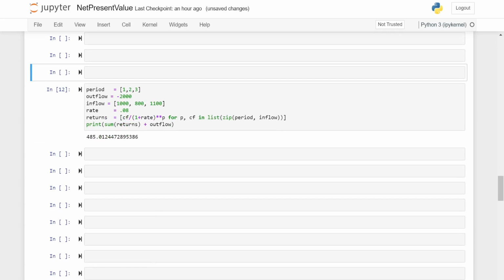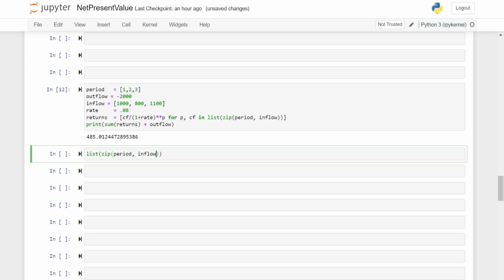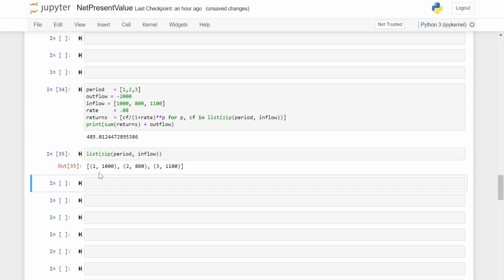This entire line I'm breaking into pieces. See, we are writing list zip period minus inflow. Let us execute this. And here when we do, what happens? Period 1 is 1000, 2 is 800, 3 is 1100.